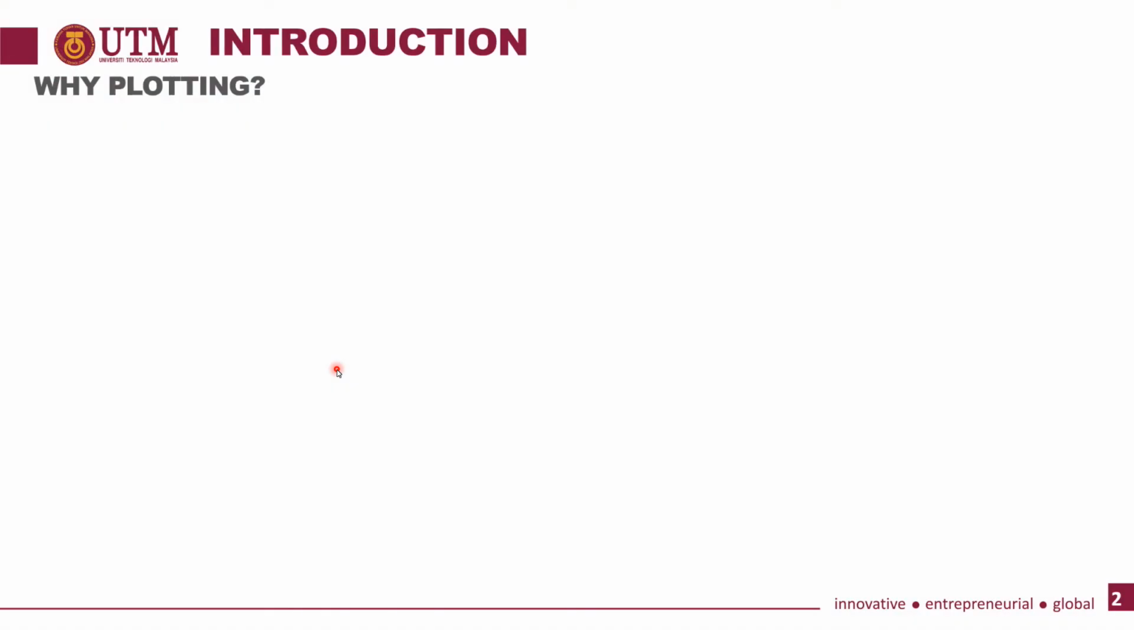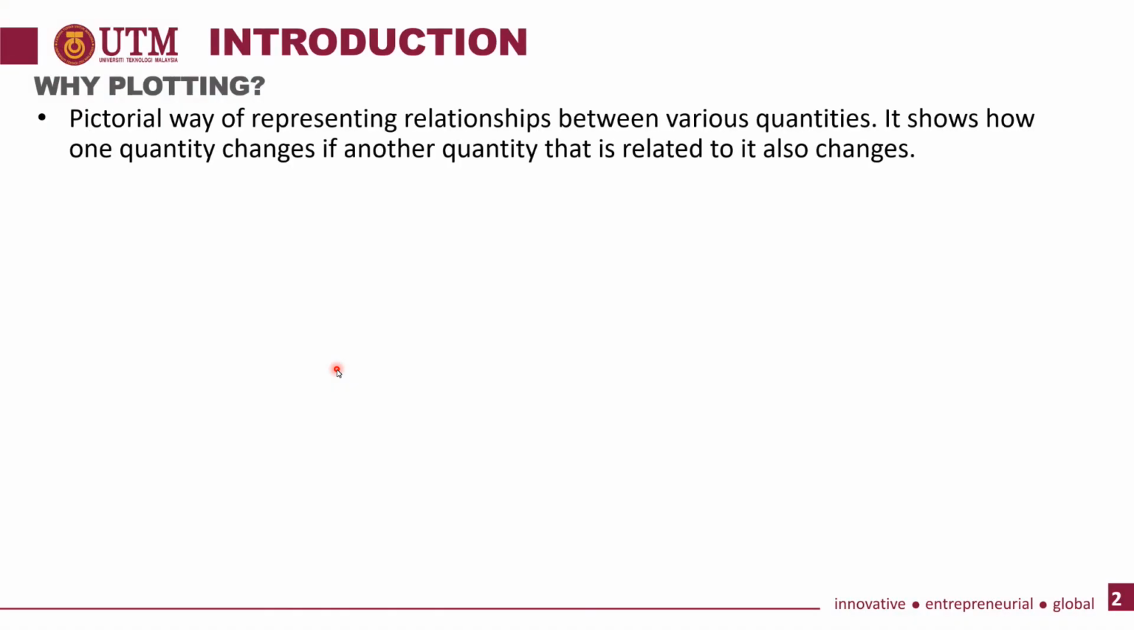So why do we need plots? Plotting is actually a pictorial way of representing the relationship between various quantities. It shows how one quantity changes if another quantity related to it also changes. We plot the data because we want to observe the relationship between one variable and another variable, or maybe two variables and another variable. It depends on your experiment. It is the way we tell people what the relationship in our data actually is.